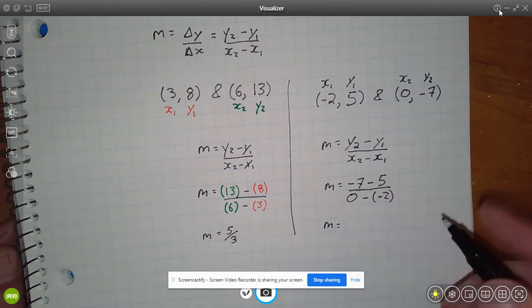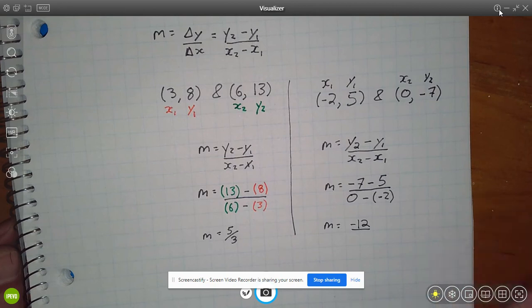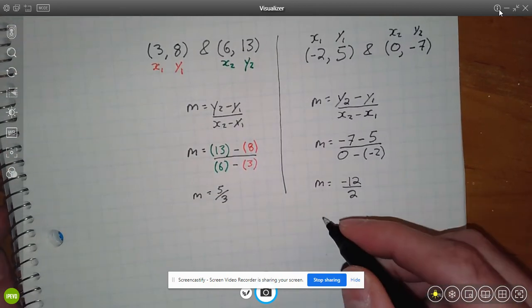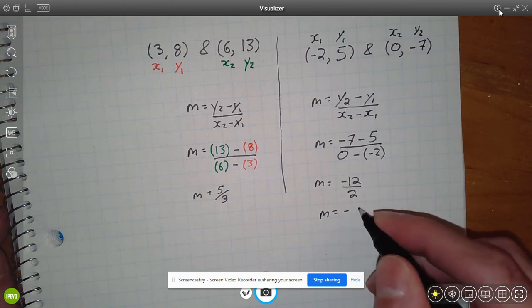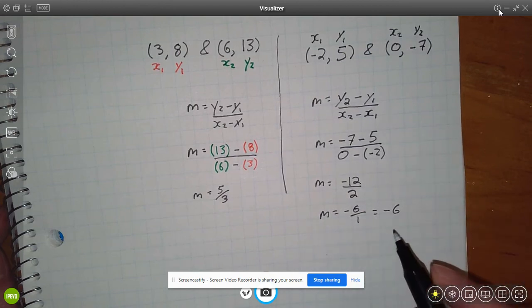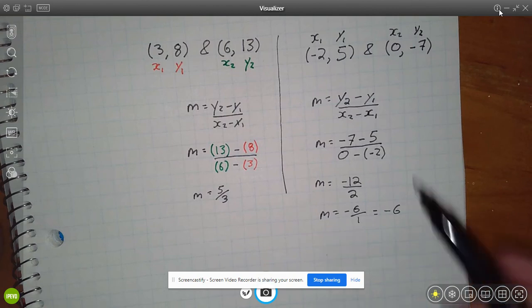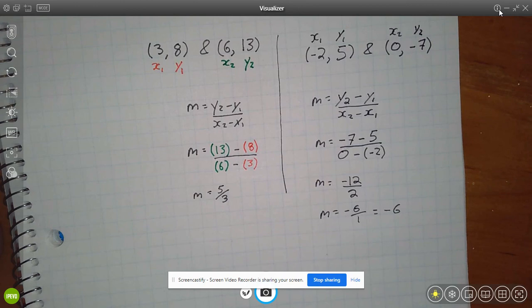So -7 take away 5 is -12. 0 take away -2 is the same as 0 plus 2. So I have 2. And then I want to reduce this. So my slope would be -6 over 1, or just -6. So if I was going to, again, plot this line, I would be going down 6 units for every 1 unit I move to the right. So we can calculate slope still with that concept of rise over run by using our slope formula even when we don't have a graph.